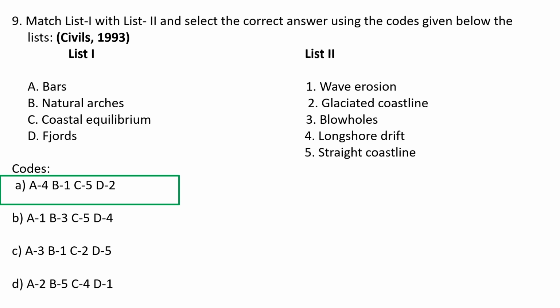That means A4, B1, C5, D2. So bars, they represent a longshore drift, and natural arches, they represent a wave erosion, and coastal equilibrium, it represents a straight coastline, and fjords are formed due to glacial action, that is glaciated coastline. So A is the correct answer.